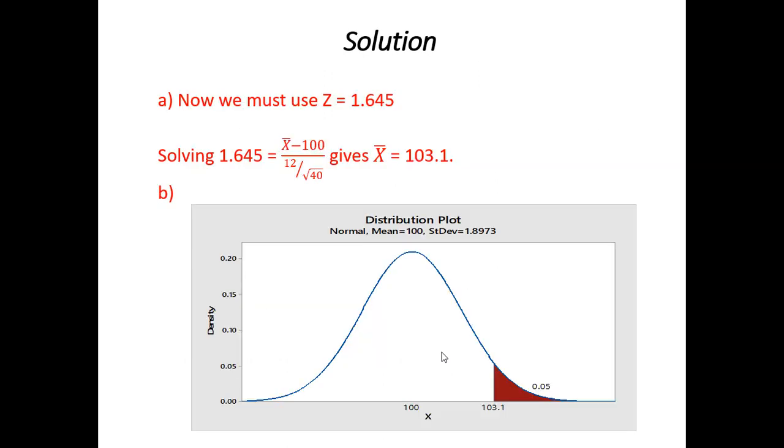So stop the video and let's see if you can get these answers. All right, for part A, did you get 103.1? This would be your final answer. The way we would get this is we have to recalculate the z value. The z value that we need to have an alpha of 0.05 is 1.645.